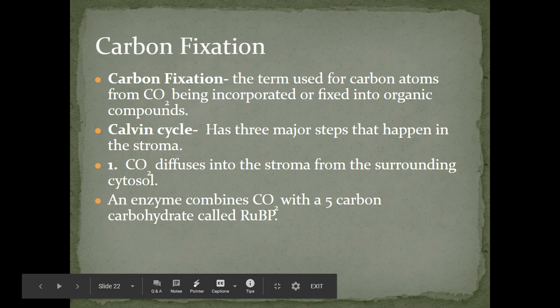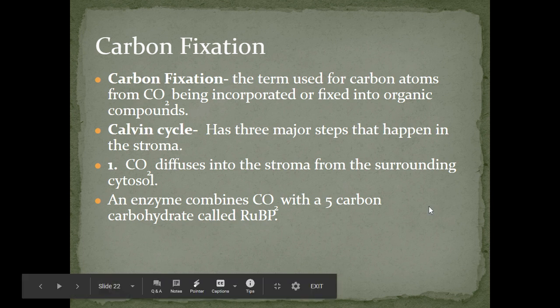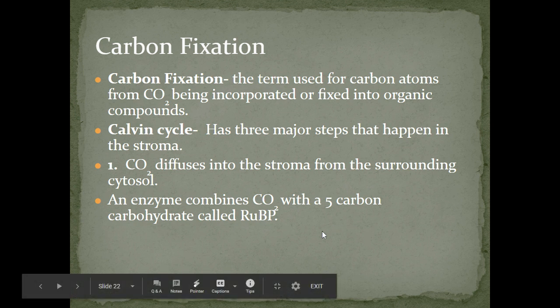So number 1, CO2 diffuses into the stroma from the surrounding cytosol. An enzyme combines this CO2 with a 5-carbon compound called RuBP.